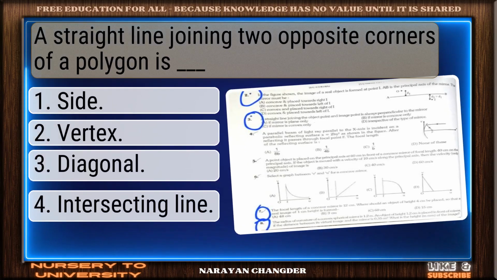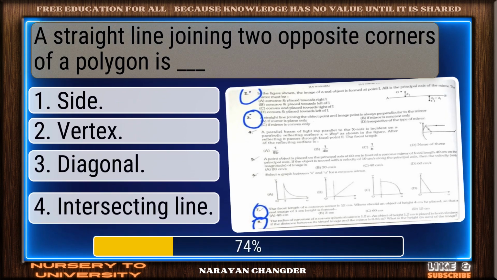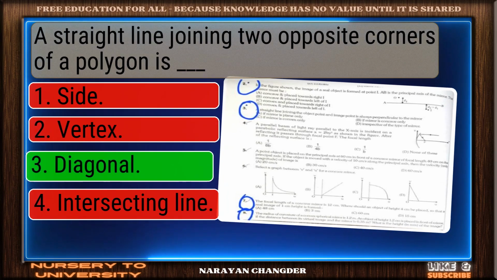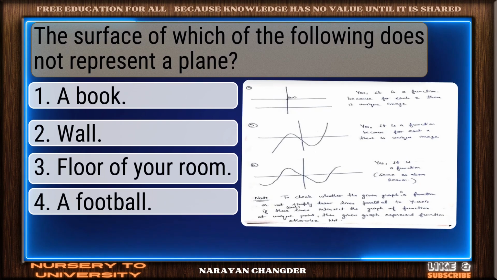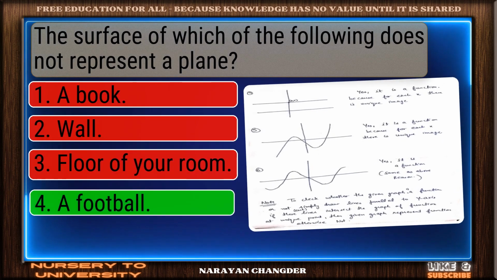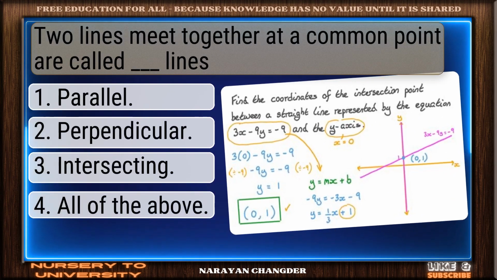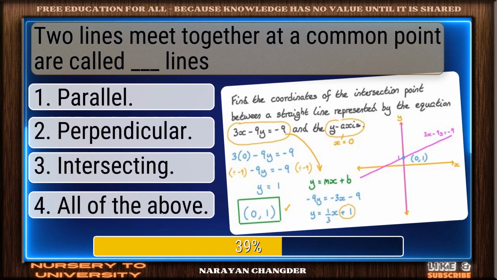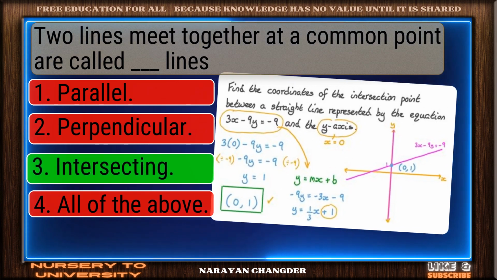A straight line joining two opposite corners of a polygon is dash. Clear logic. Your choice diagonal is sound and 100% true. The surface of which of the following does not represent a plane? Right choice. A football is the best answer. Two lines meet together at a common point are called dash lines. Well picked. Intersecting is the correct answer.